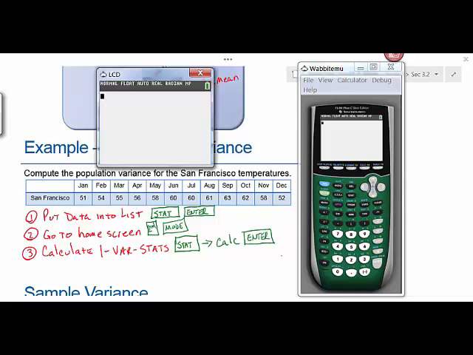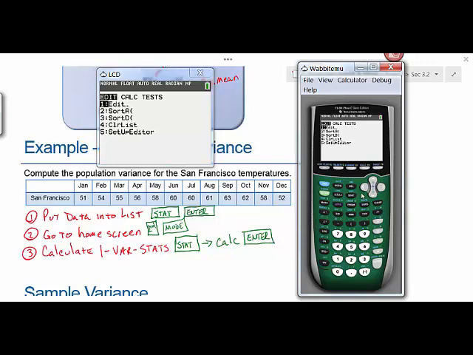So I'll do this right now, and that way we can all see what it looks like. We hit Stat, go over to Calculate, and then the first thing that's highlighted is the one variable stats, and that's what we want to calculate. You can either hit 1 at this point, or you can hit Enter, and I'm just going to hit Enter. If your screen looks like this, you'll be able to follow the steps that I'm writing down.